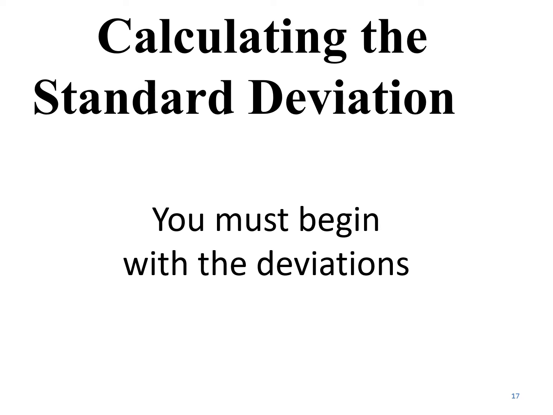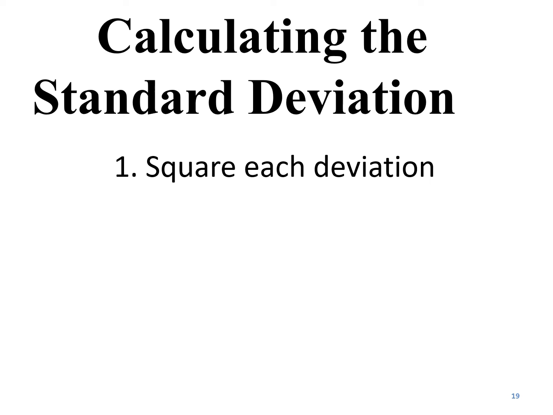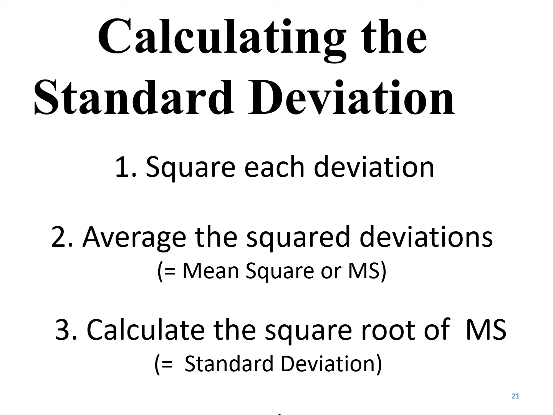You must begin with the deviations. If you have the deviations, there are 3 steps to calculating the standard deviation. First, you square each deviation. Second, you average the squared deviations, which is going to give you the mean square. And third, you calculate the square root of the mean square. This is going to give you your final answer for the standard deviation.